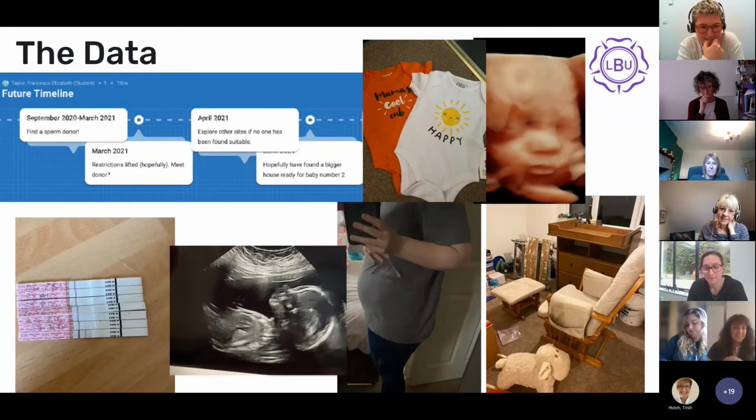And the other kinds of things that are here, at the bottom left, you've got the ovulation tests. People were very closely monitoring their ovulation. A couple of scans, a picture of someone's bump. The nursery is in the bottom right, so they were making preparations for that. That one now has a baby in it. And then at the top, you've got some baby grows.